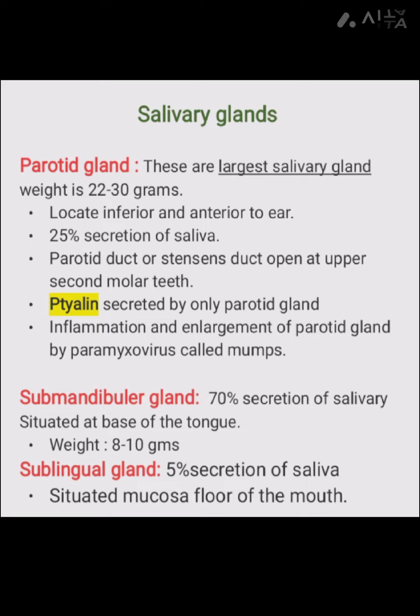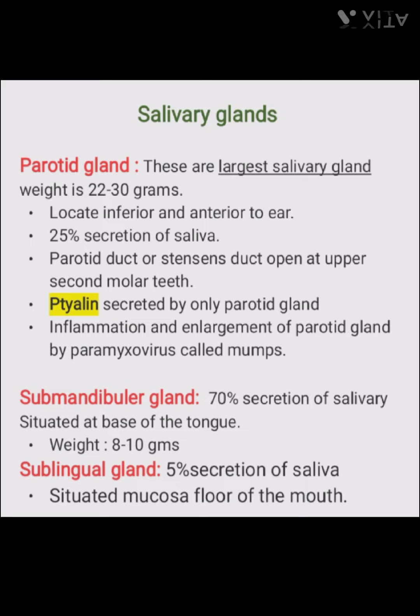They are parotid glands, submandibular glands, sublingual glands. Parotid glands are the largest salivary glands. Weight is 22 to 30 grams. It secretes 25% of saliva. Parotid duct or Stenson's duct opens at the upper second molar teeth. Ptyalin, an enzyme, is secreted only by the parotid gland. Inflammation and enlargement of the parotid gland by paramyxovirus is called mumps.